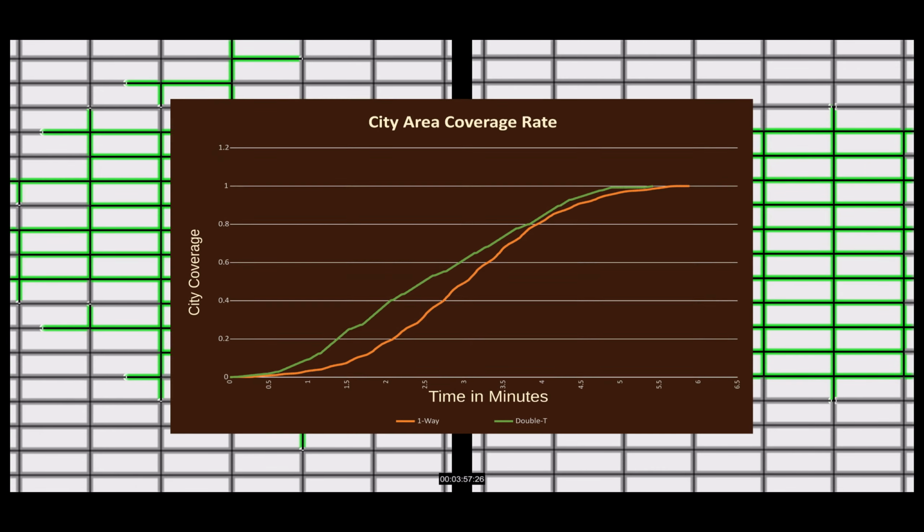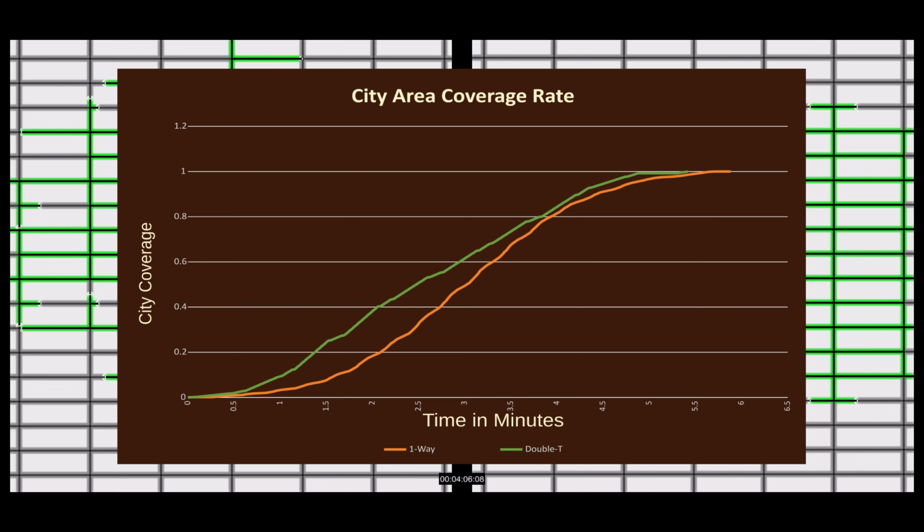To see how much of an effect changing to rectangular city blocks has had, let's have a look at the city coverage rate graph again. And yes, the Double-T grid now is only slightly ahead of the conventional one-way system. So what can we do about this problem?